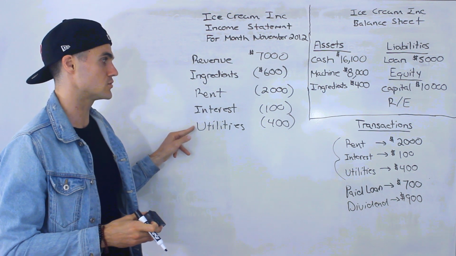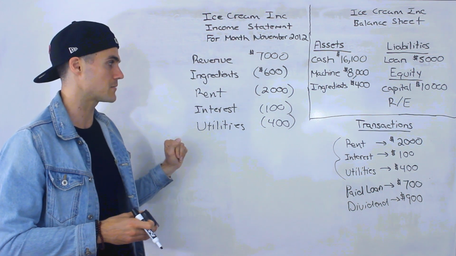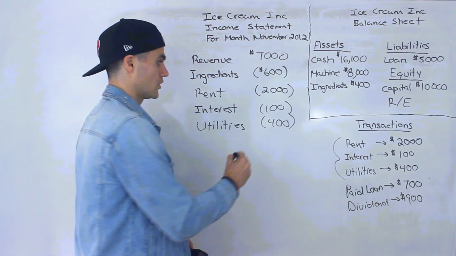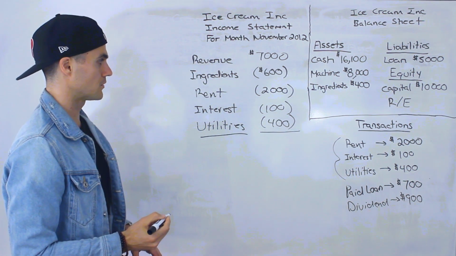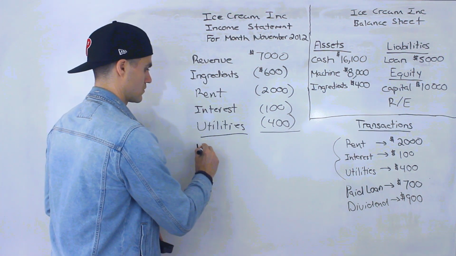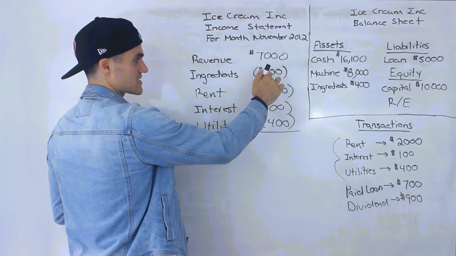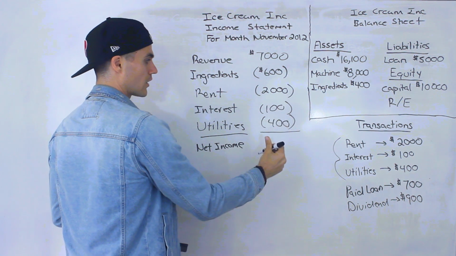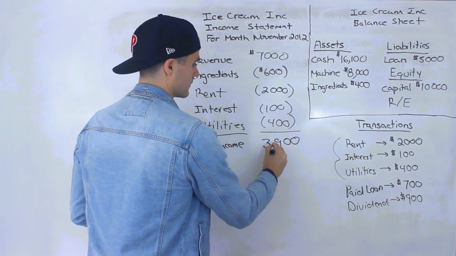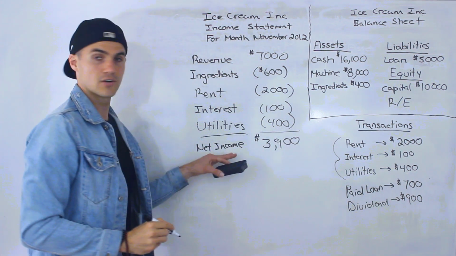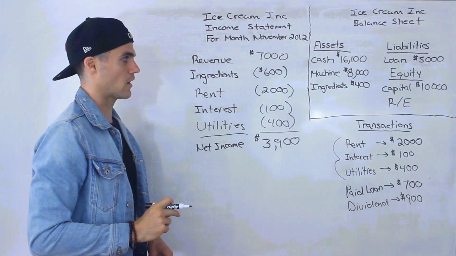Same thing with the interest and then the utilities. And then the next month, there's going to be a new rent payment, a new interest payment, a new utilities payment, and so they get put on the income statement. So if we net all of this out, we're going to get our final net income figure. When we take 7,000, subtract 600, 2,100, and 400, we end up getting 3,900. So that's going to be the net income for the period for November 2012.